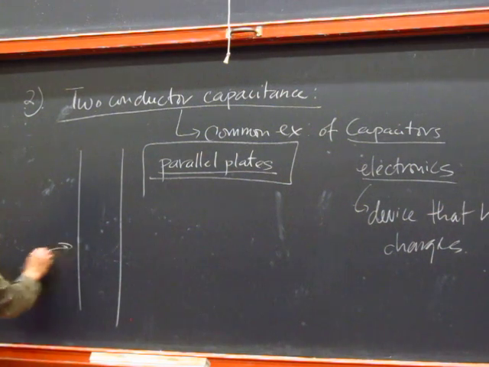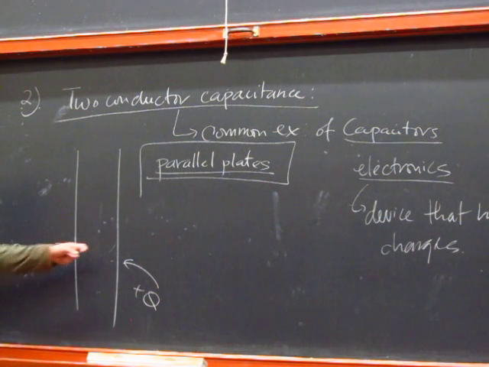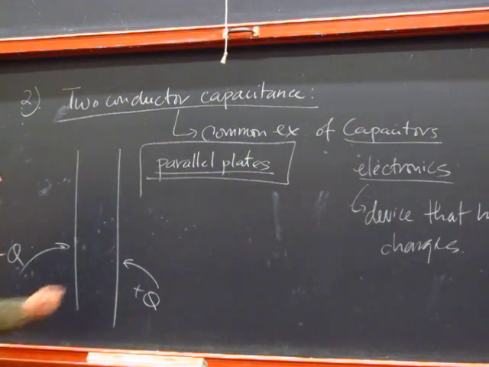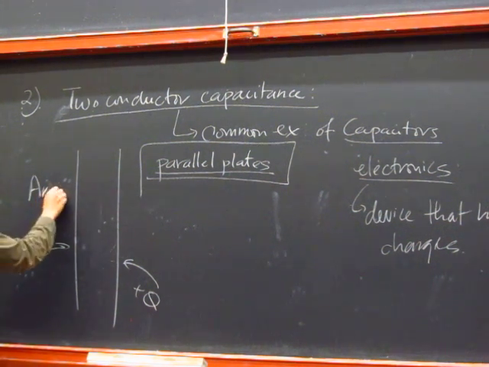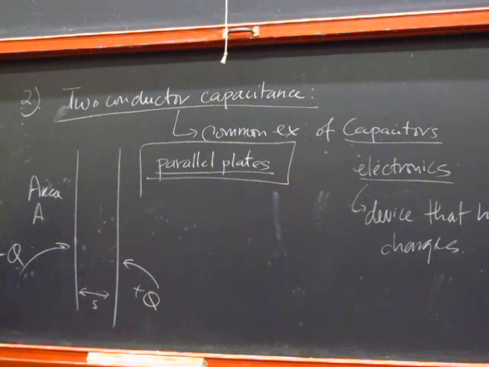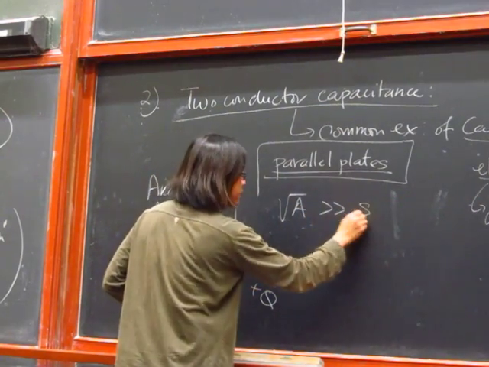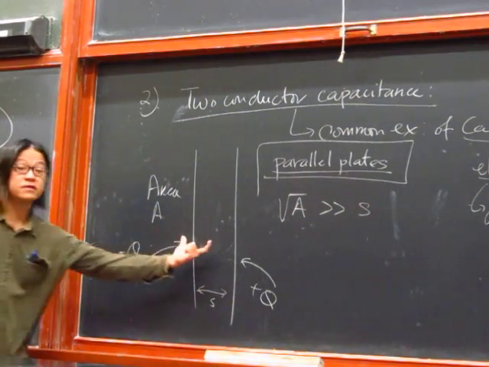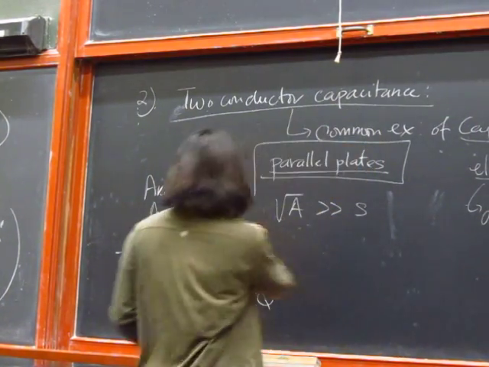So what you have is, say, minus Q here, plus Q on the other side. So it's a neutral situation. The area of the plate is A. Okay. The separation is S. Okay. And to make sure that we can study this as infinite slabs, the square root of the area has to be much larger than the linear separation. Okay.